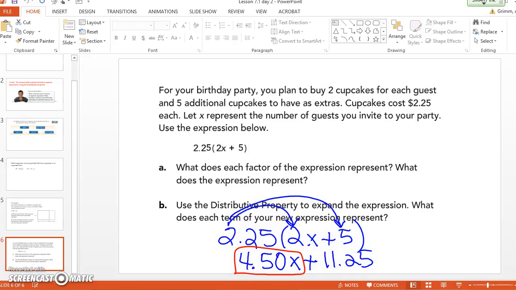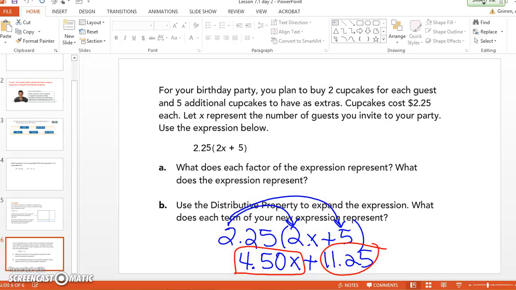Megan. How much did it cost to buy the 2 cupcakes? Okay, so that's the cost per person. That's the cost per person. Okay, what does the 11.25 mean? Yeah, this is your additional cost. Okay, so what would you use this for?